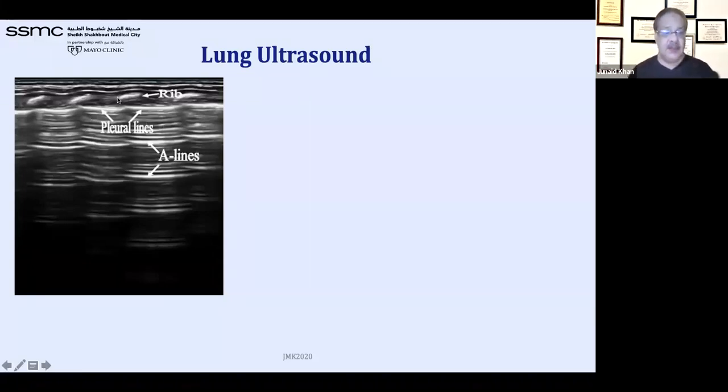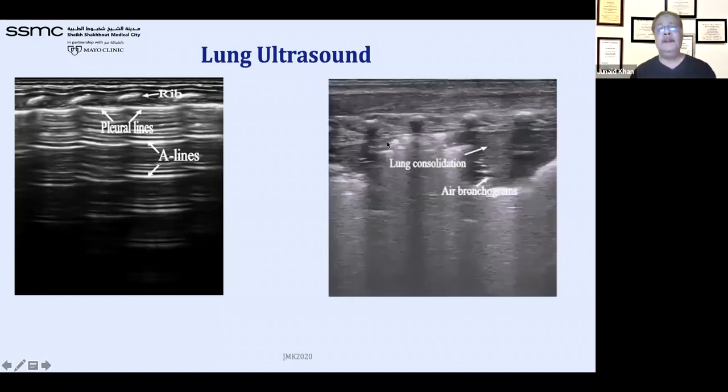So these are the ribs. This is the normal when you put it on a normal baby. This is called pleural lines and this is called A lines. If you have a baby with RDS, you can have the ribs, but see the pleural lines are disturbed and the A lines are gone. And on top of that, you have this mass, which is a lung consolidation, and there is an air bronchogram.